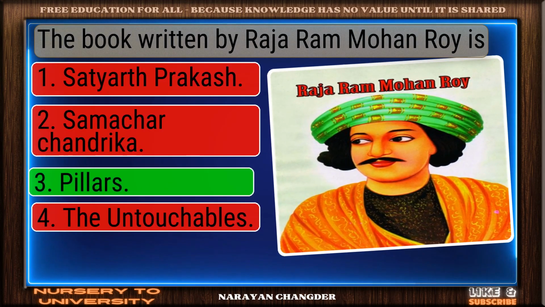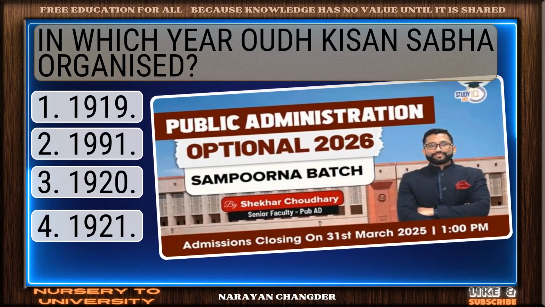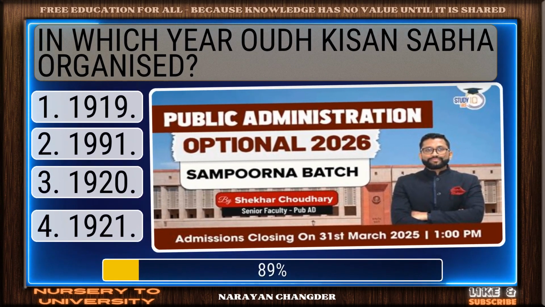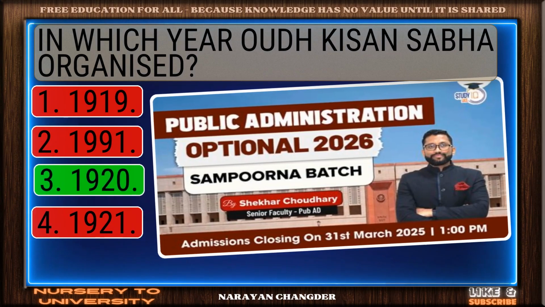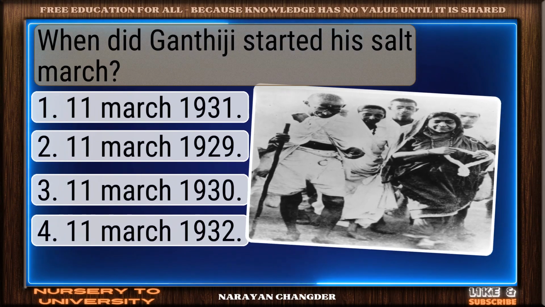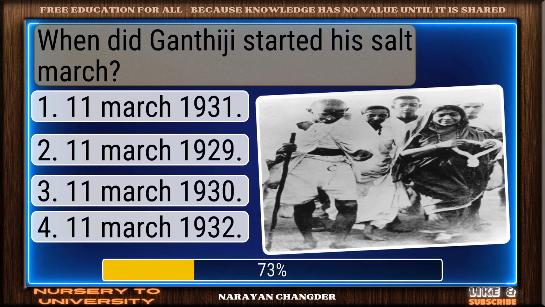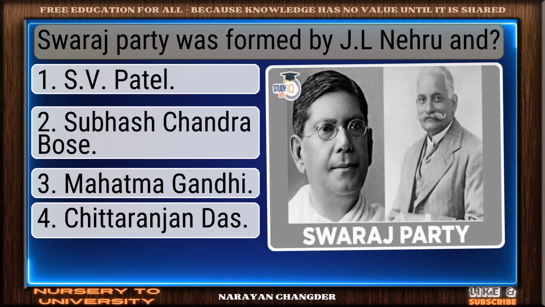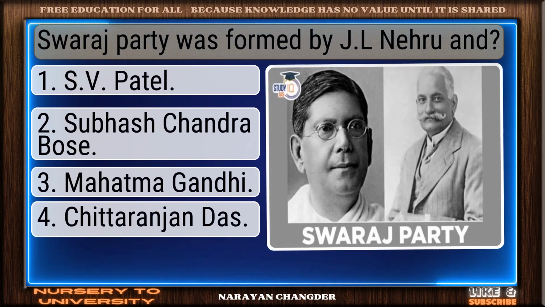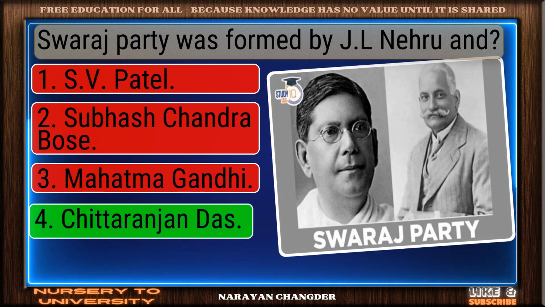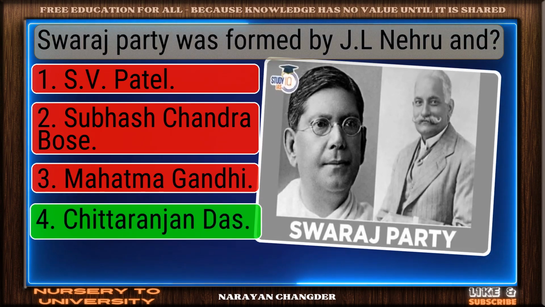Bravo. Pillars is the answer. In which year Oudh Kisan Sabha organized? You got it. 1920 fits. When did Gandhiji started his Salt March? Excellent. 11 March 1930 is well reasoned. Swaraj Party was formed by Motilal Nehru and. Well reasoned. Chittaranjan Das is correct.